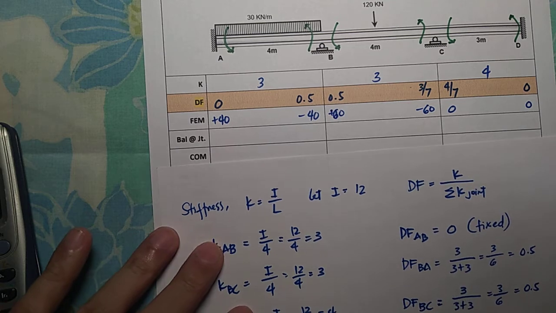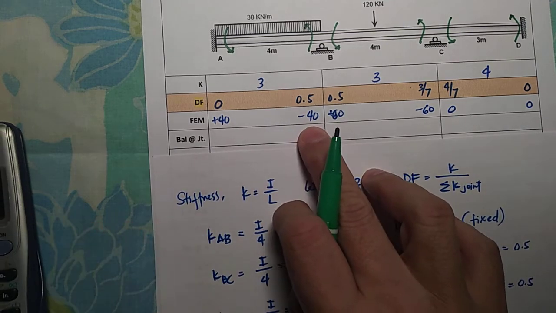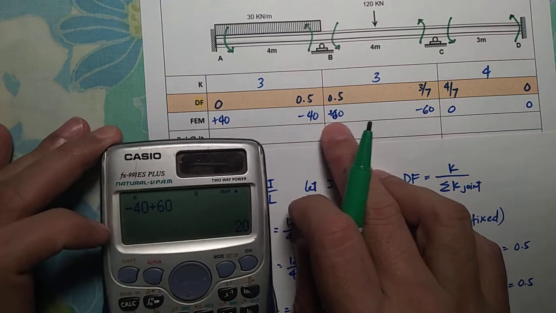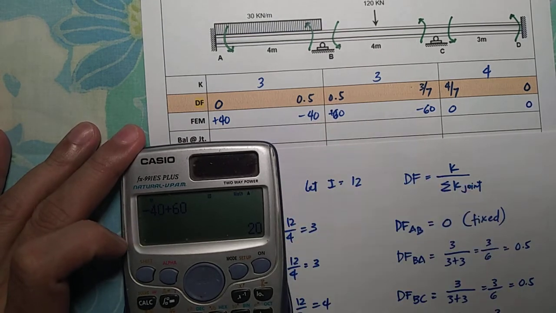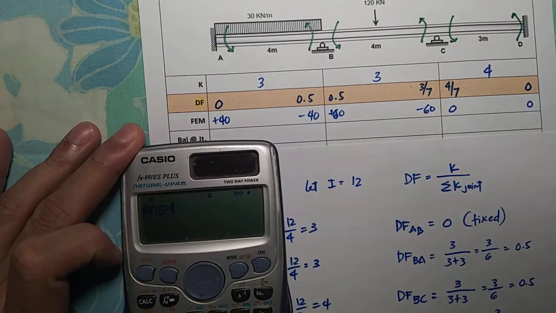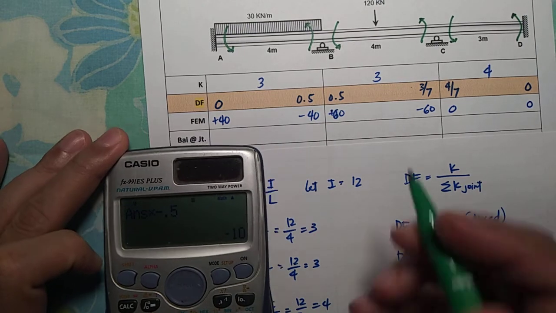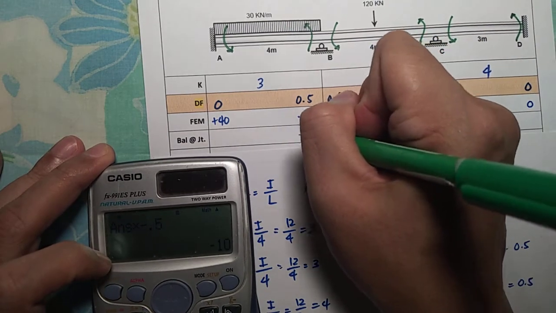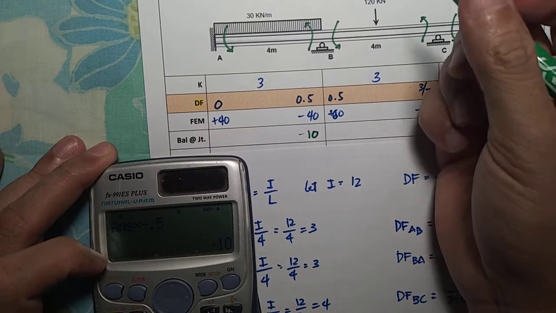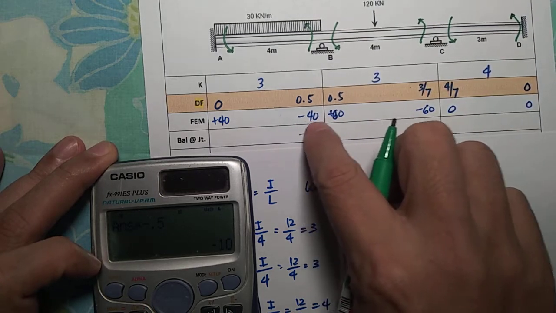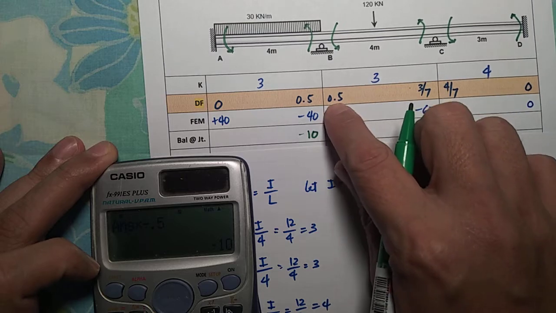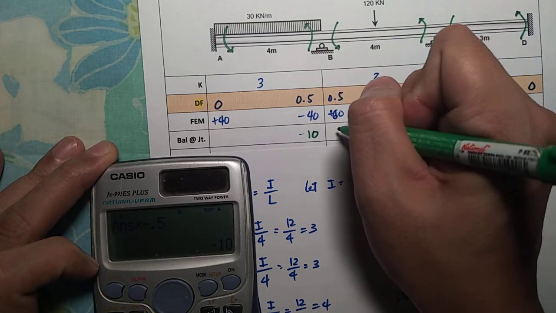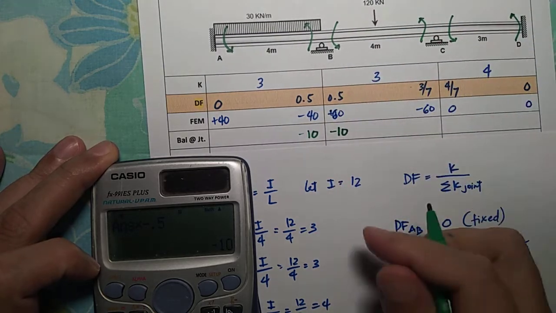Again, so going back here, so the unbalanced moment here is negative 40 plus 60, so we have positive 20. Positive 20 times the negative of 0.5. Negative of 0.5, so we got negative 10. So here is negative 10. How about here? So the unbalanced moment again is positive 20. Positive 20 times the negative of 0.5. Okay, so that's negative 10 also.